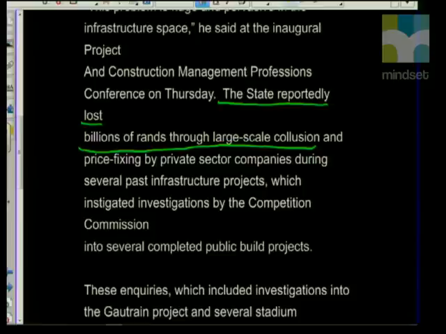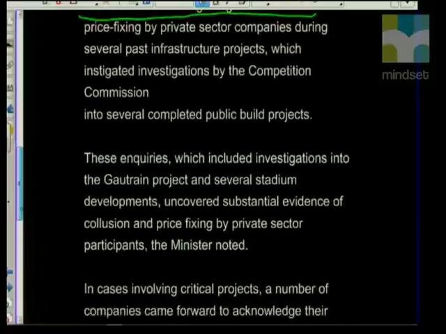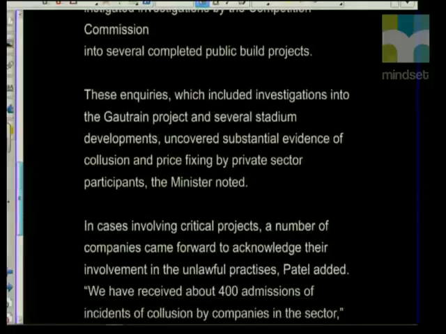Now, the repercussions of the state losing money through this large-scale collusion is that if they don't get the taxes that they are supposed to get during the process of production, they will also not have money available to support social grants, for instance. Then further down in the article, they refer to some of the projects that were affected by this collusion. For instance, the Gautrain project and several stadium developments. Now that would probably refer to 2010 and the World Cup soccer stadiums that were built.